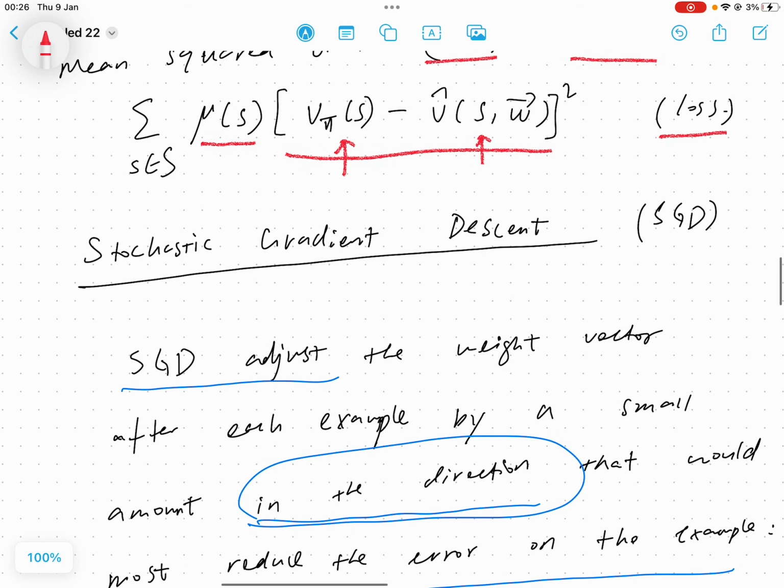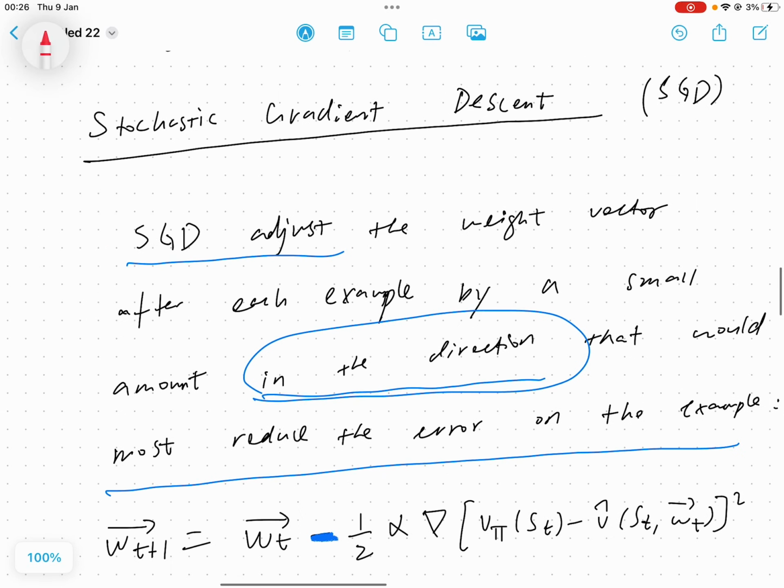So let's now go into the stochastic gradient descent method. That is a very famous and well-known method for value function approximation, or for any function approximation, right? Essentially, stochastic gradient descent, or SGD, works by adjusting the weight vector, which is W, right?